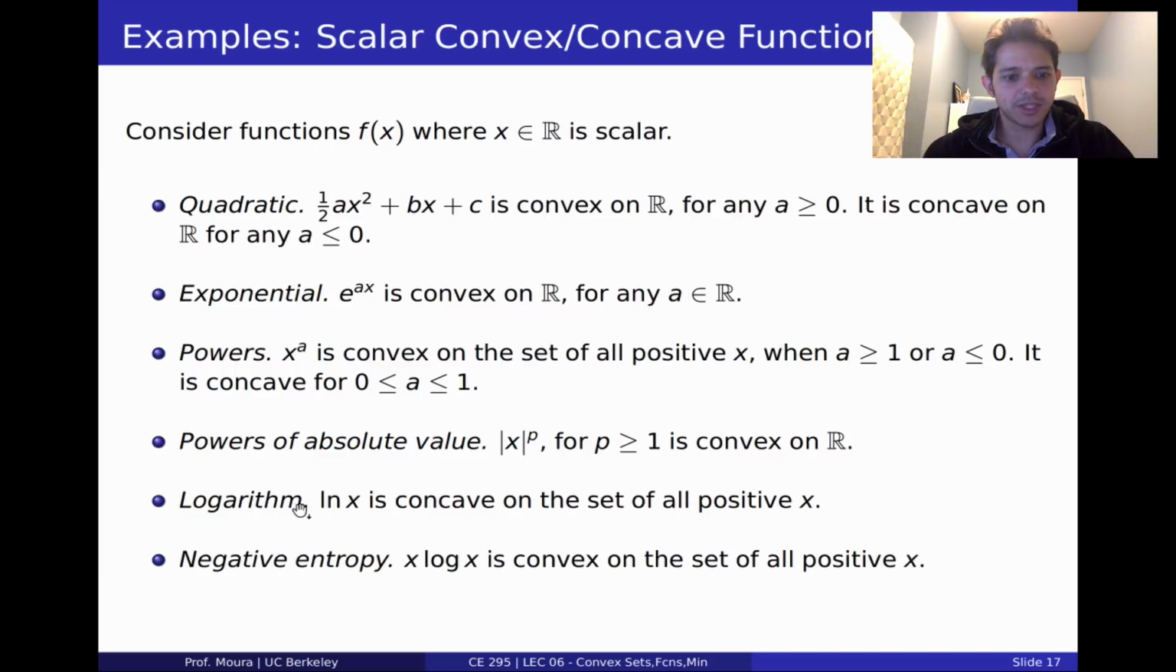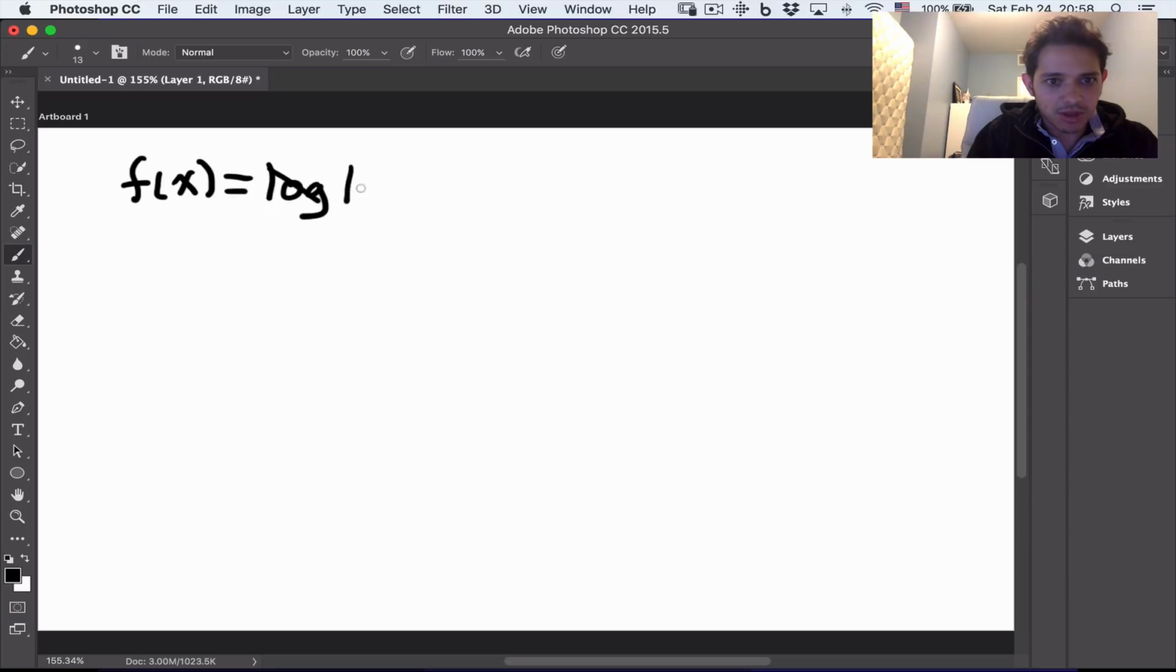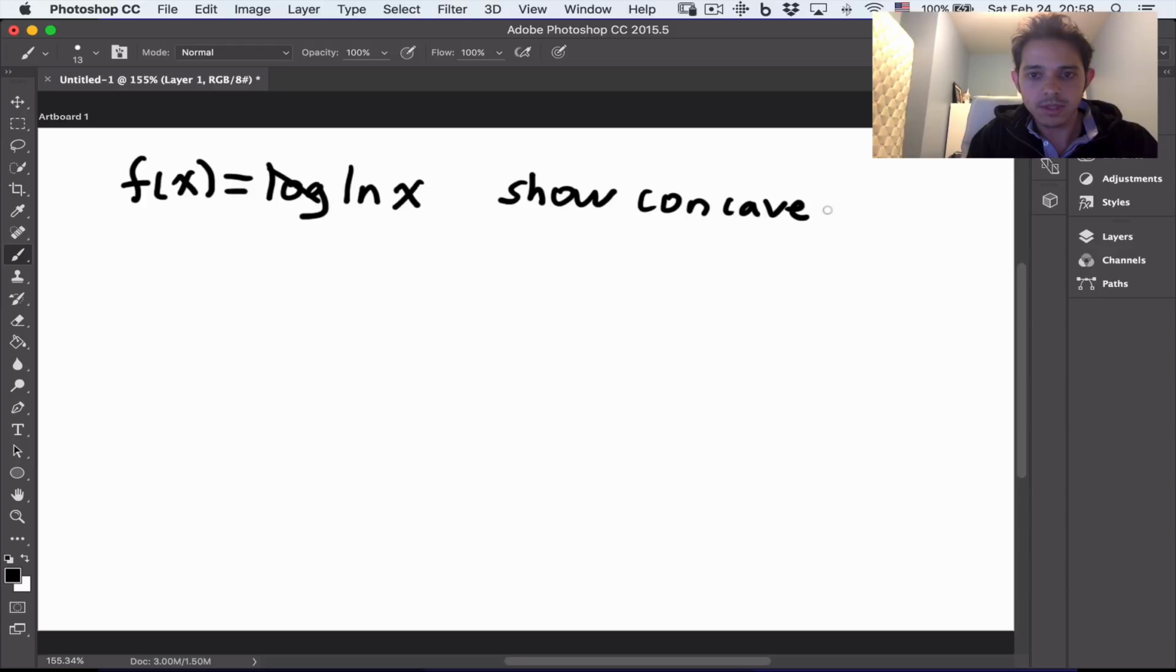Okay, the next example is the logarithm function. What we're going to show is the natural log of x is concave on the set of all positive x. So to do this, let's go back to Photoshop, where we can write some equations. So here we're interested in the function f of x equals natural log x. And we want to show that this is a concave function with respect to x.